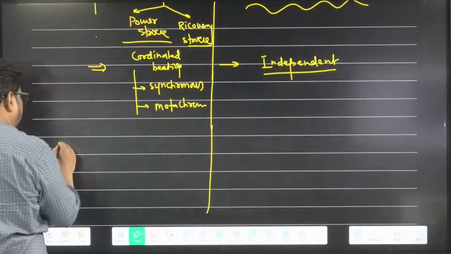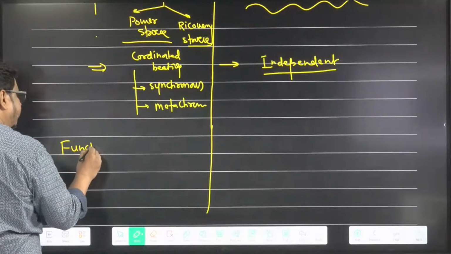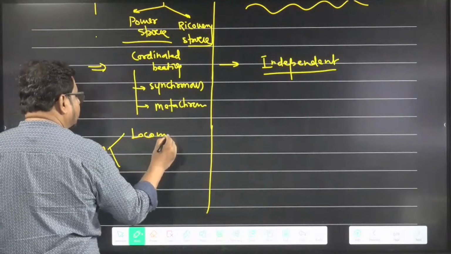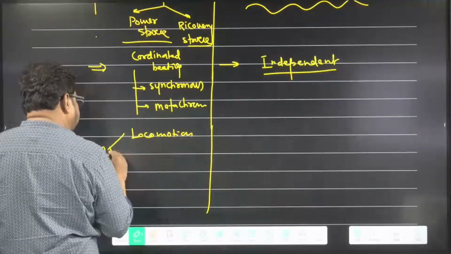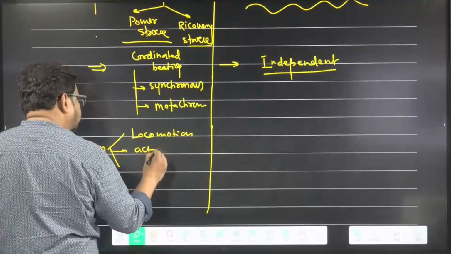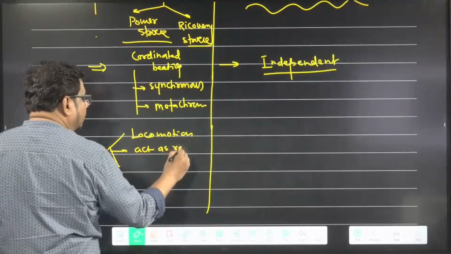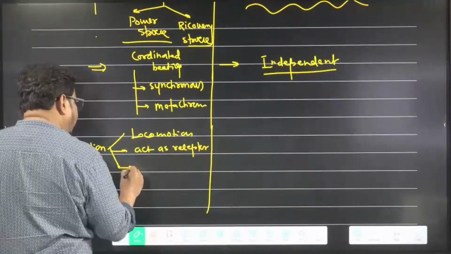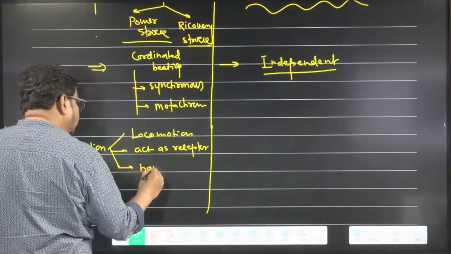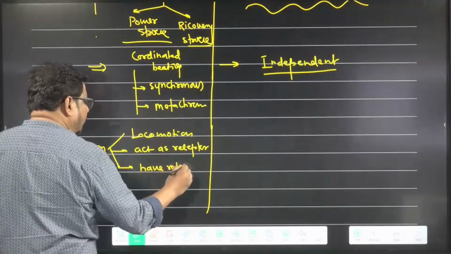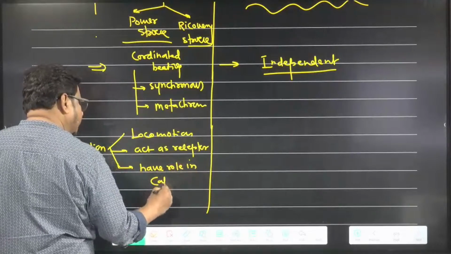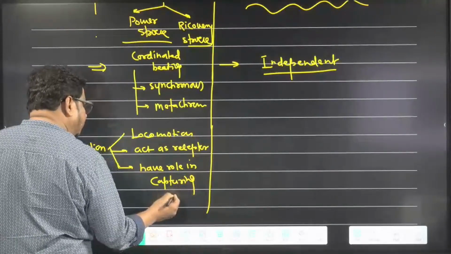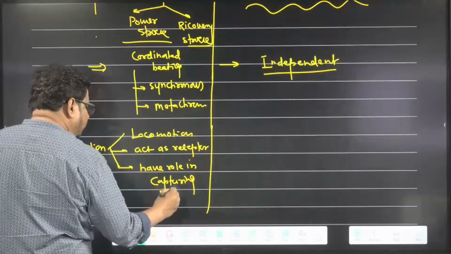Now I am going to talk about the function of cilia. It has a variety of functions. One function is locomotion. Another function is that it acts as a receptor. Another function is a role in ingestion, in capturing of food. Paramecium captures the food with the help of cilia.